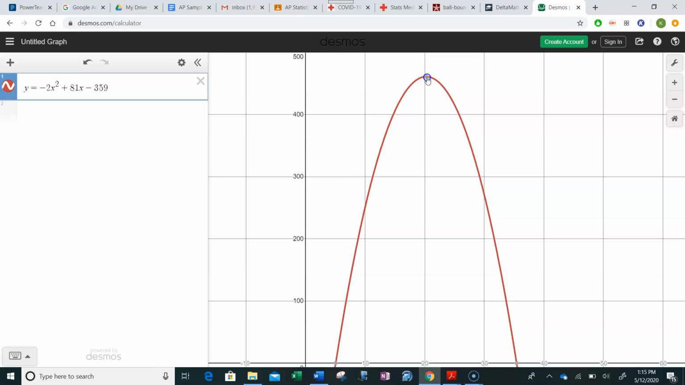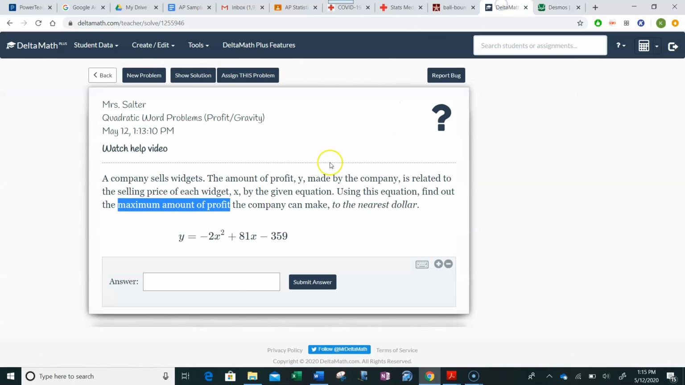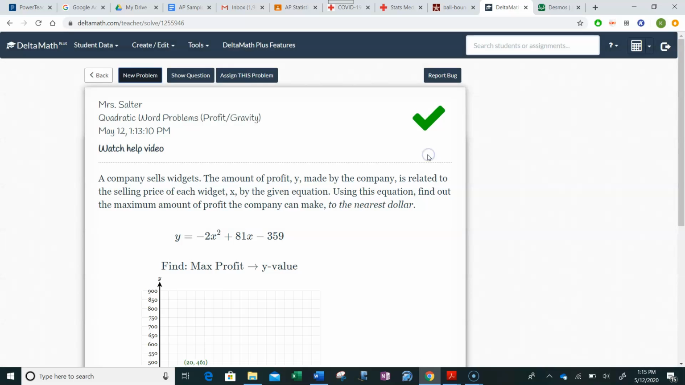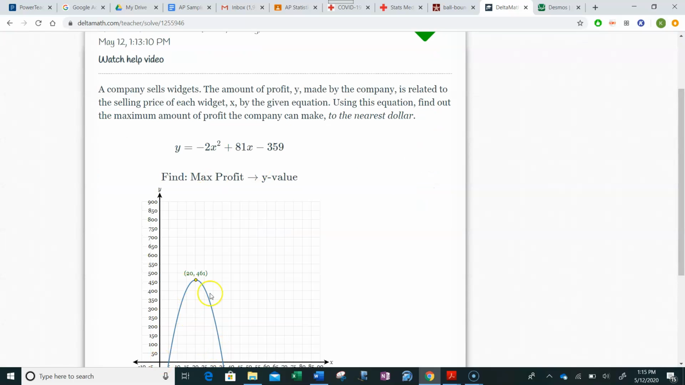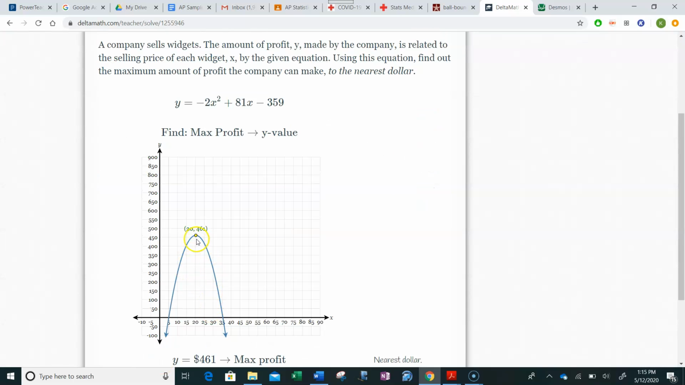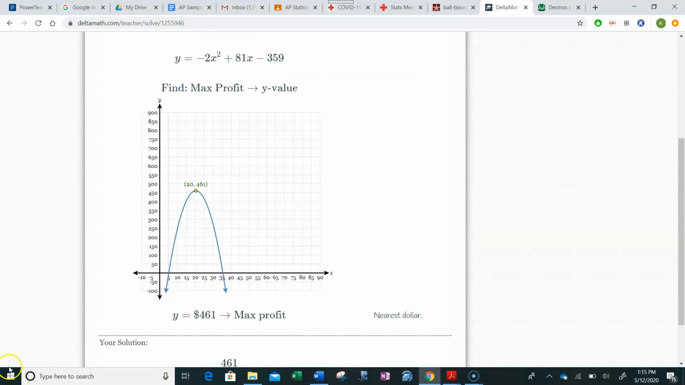Now, this says that it would be at 461.125. And if I go back, it says to the nearest dollar. So if we are doing this to the nearest dollar, that would then be 461. So let's go type that in. Submit our answer. And then it'll show you that you're just finding the maximum there to the nearest value.